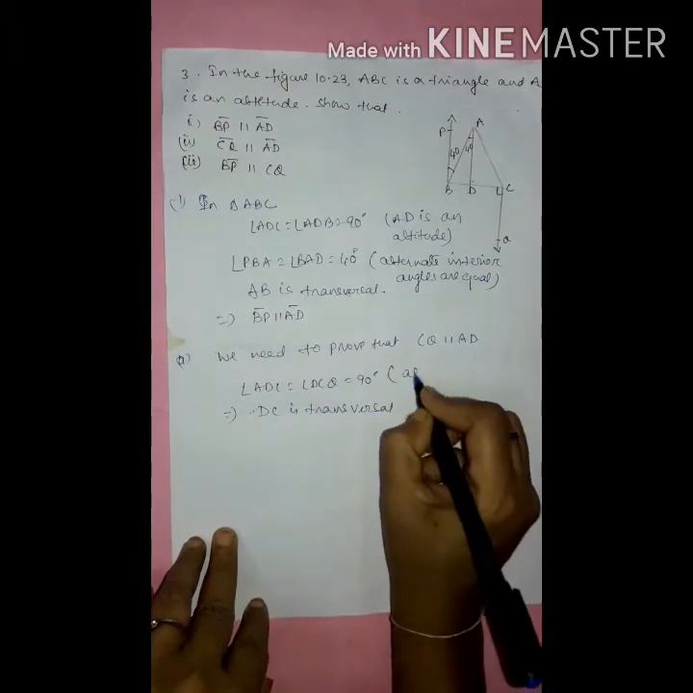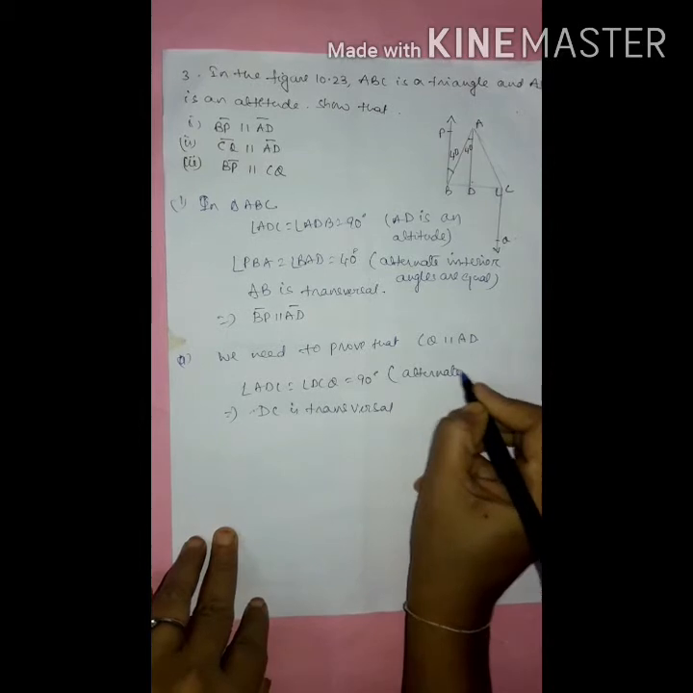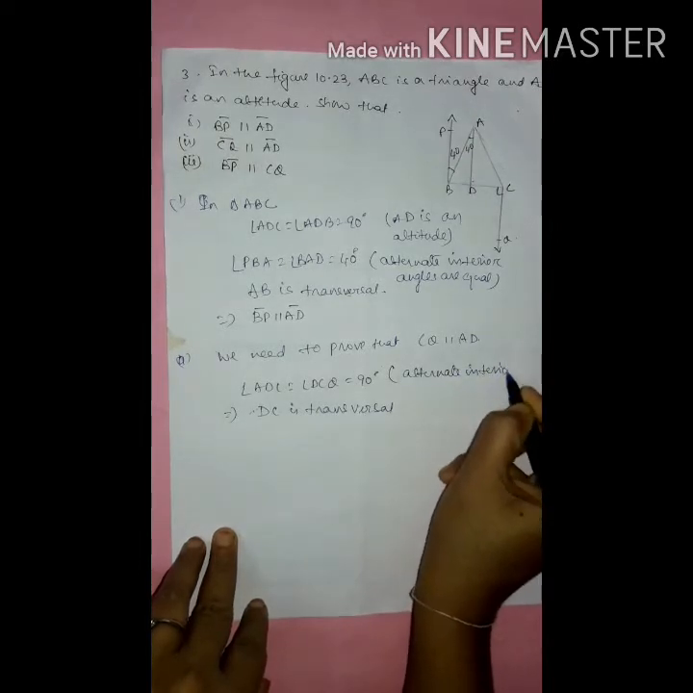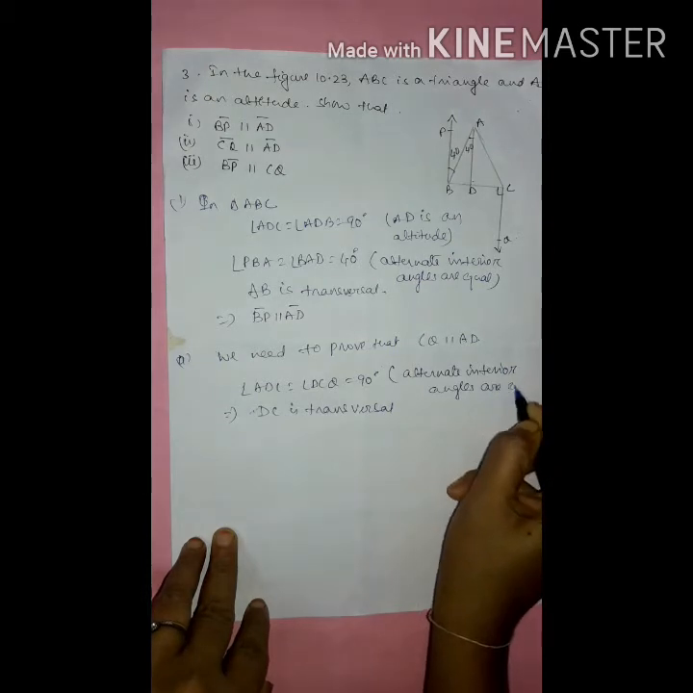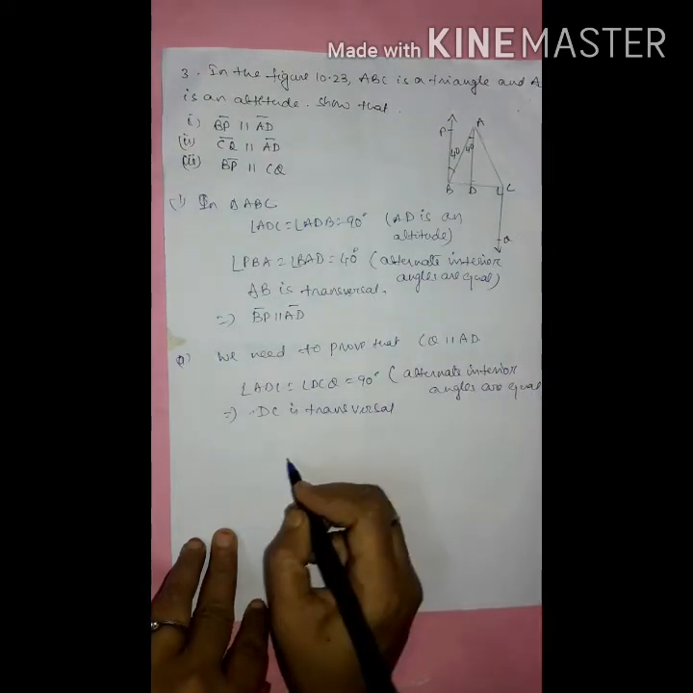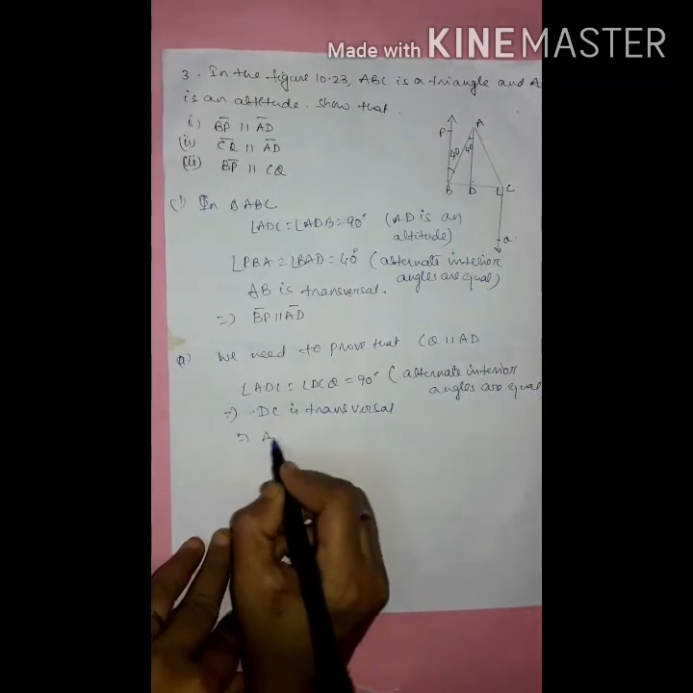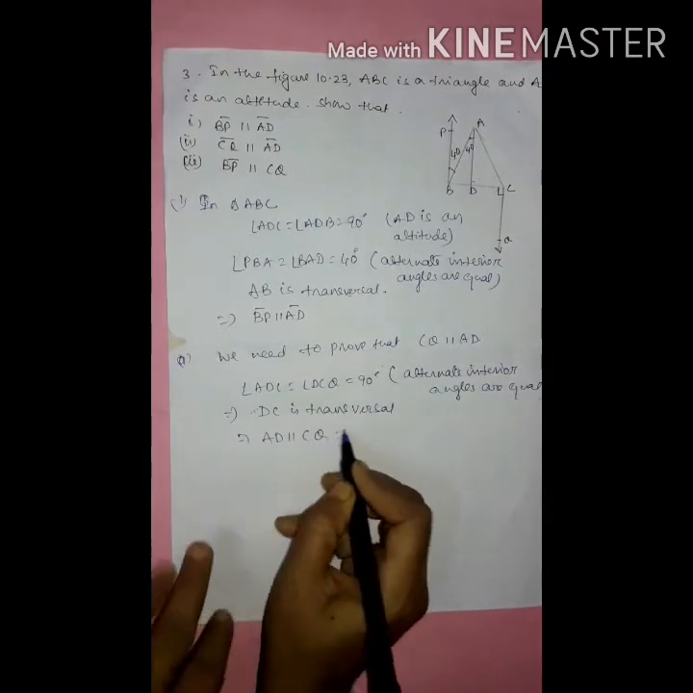Here alternate interior angles are equal. Alternate interior angles are equal. DC is transversal. This implies AD is parallel to CQ.